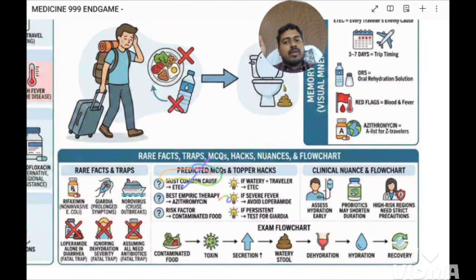So the most common cause is enterotoxigenic E. coli. The best empirical therapy is azithromycin. Risk factor is contaminated food. If watery diarrhea along with travel history, then think of enterotoxigenic E. coli. If severe fever, avoid loperamide, and if persistent diarrhea is there, then test for giardiasis. Persistent diarrhea is more than 2 weeks of diarrhea.